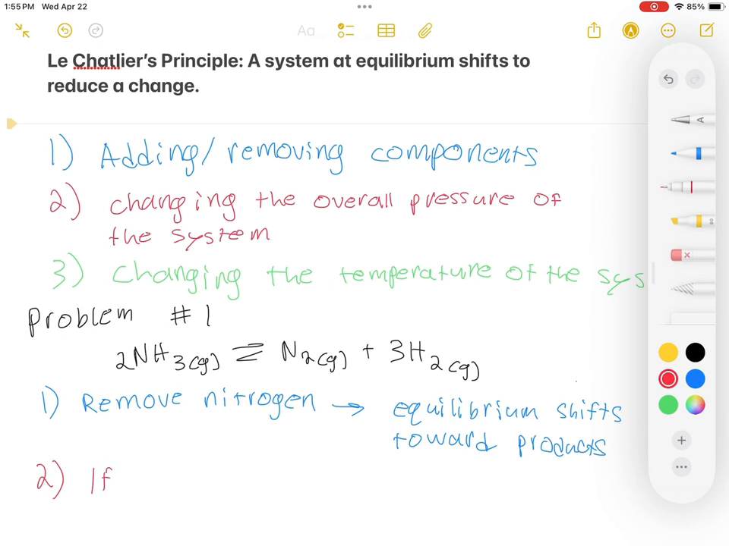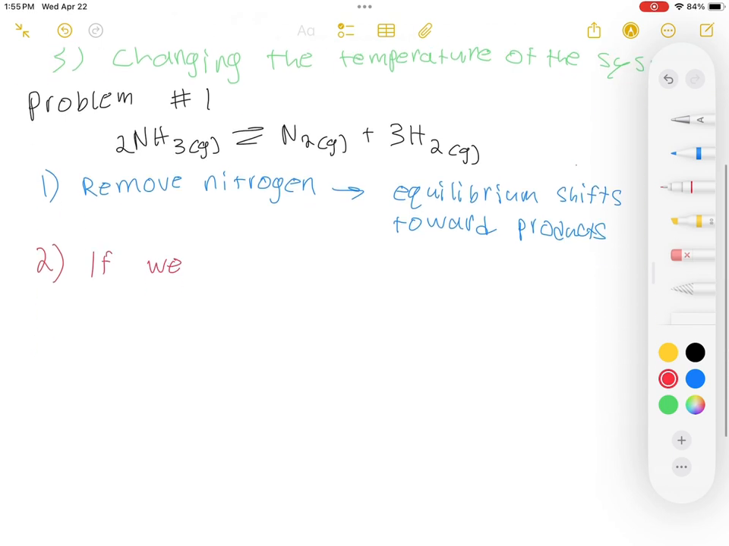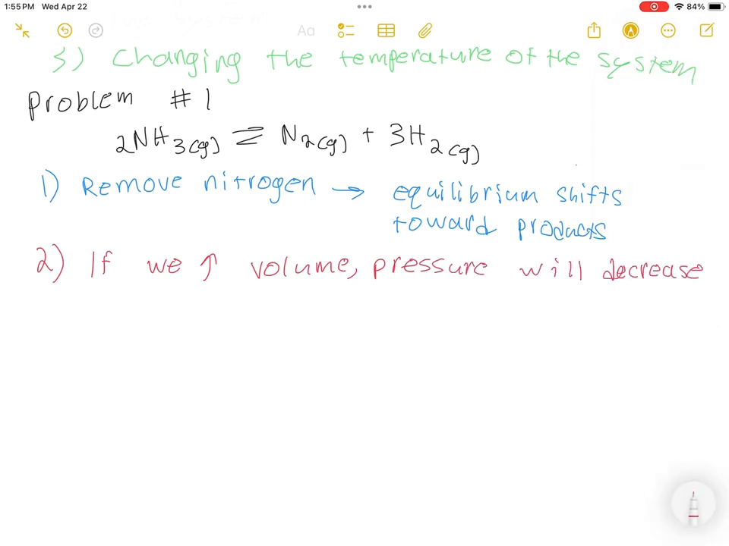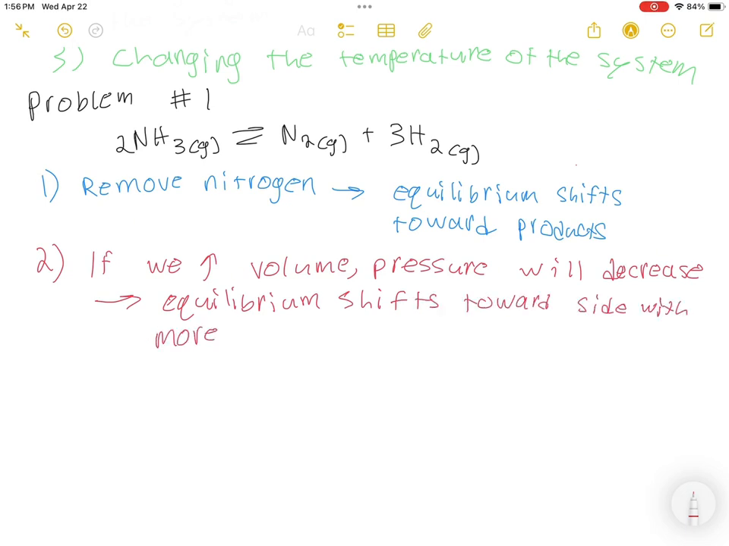Stressor 2, if we increase the volume, the pressure will decrease. We can use the ideal gas law to see this. So volume increases, pressure decreases. This is going to cause the equilibrium to shift towards the side with more moles of gas. And that side is the products.